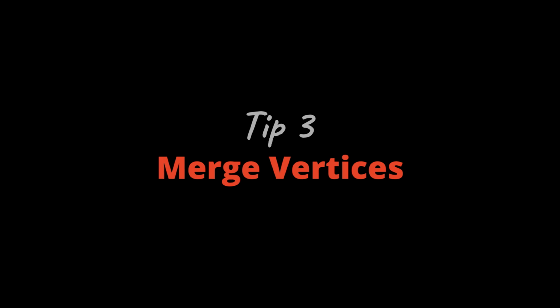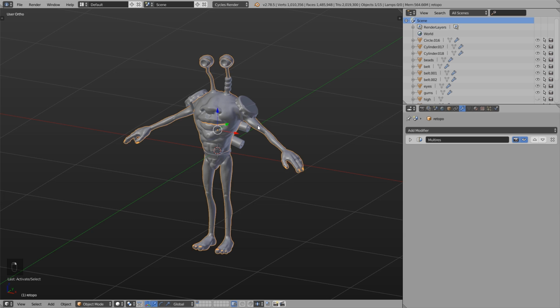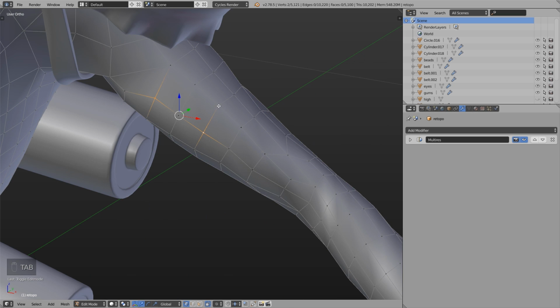Tip number 3, merge vertices. If you want to merge one or more vertices, usually you simply select them, press Alt M, and then choose the position where they should be merged, like at center. Now we have only one vertex. But always pressing Alt M and choosing takes a lot of time. And sometimes you want to merge a lot of vertices in different directions. And here's a tip how you can do this.